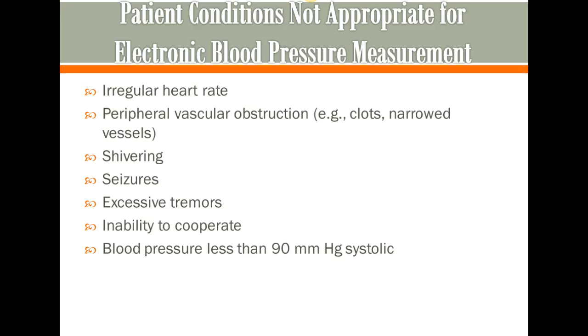And I did have this on here for the patient conditions that are not appropriate for electronic blood pressure measurement. If they have an irregular heart rate, potential blood clots, narrowed vessels, or they're experiencing seizures, then you need to obtain a manual blood pressure on this patient.